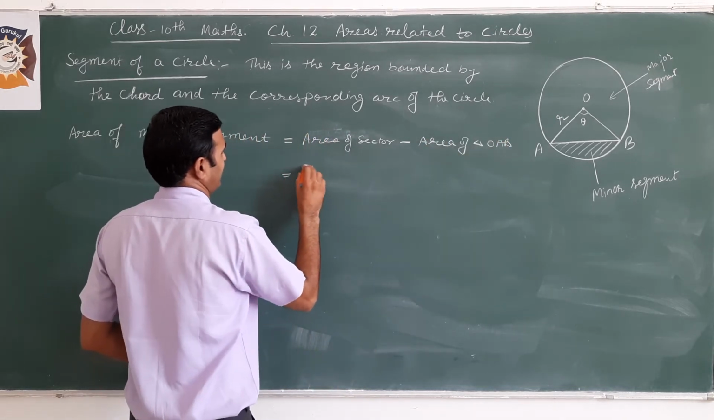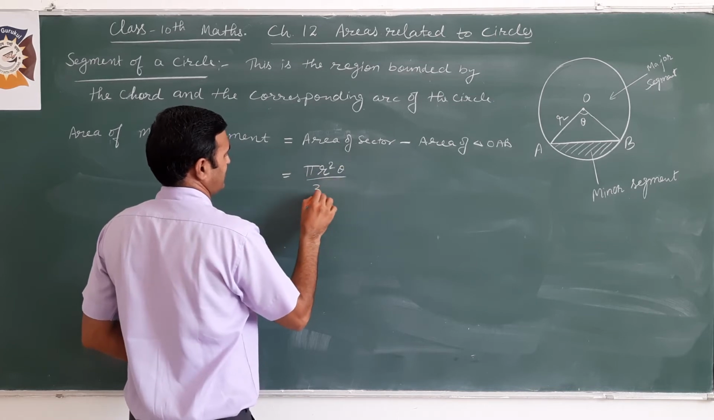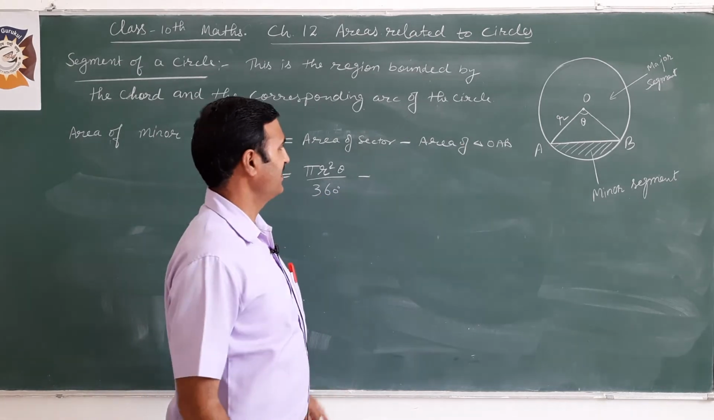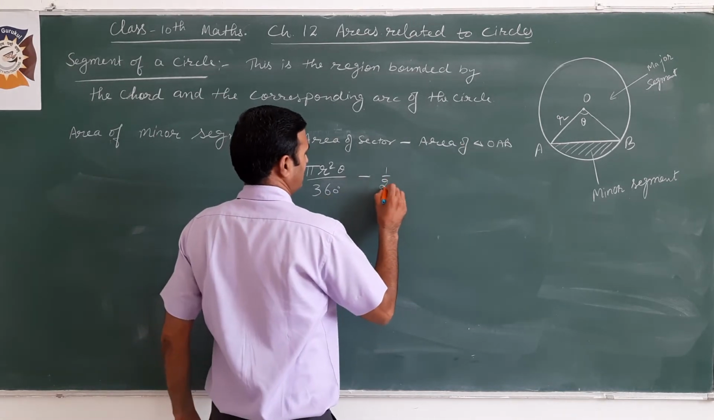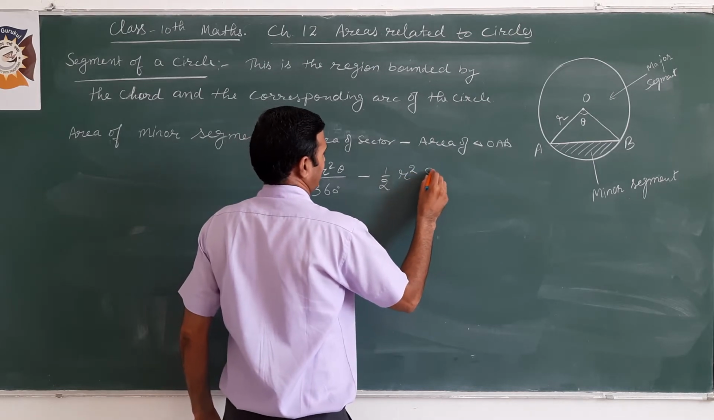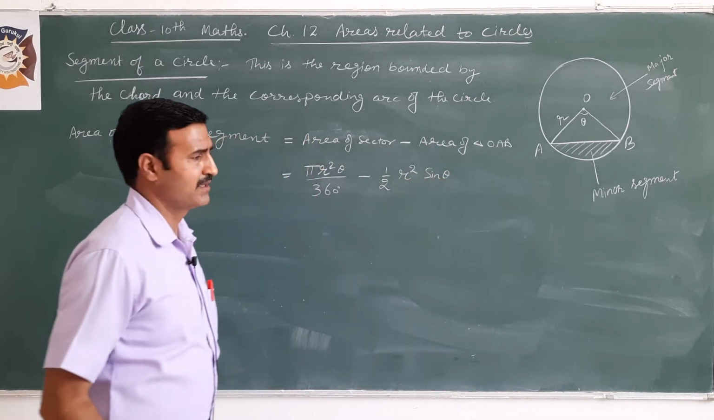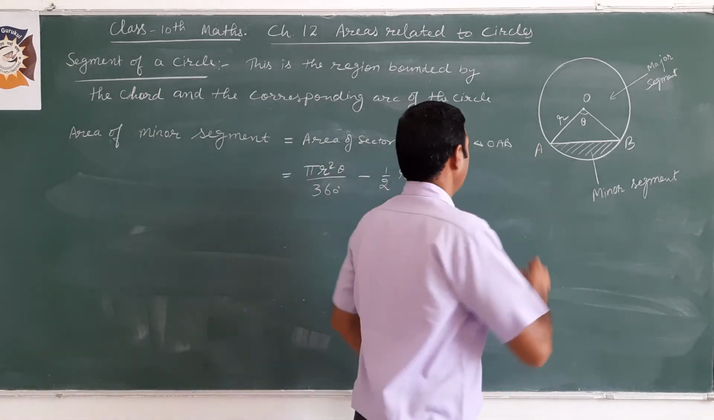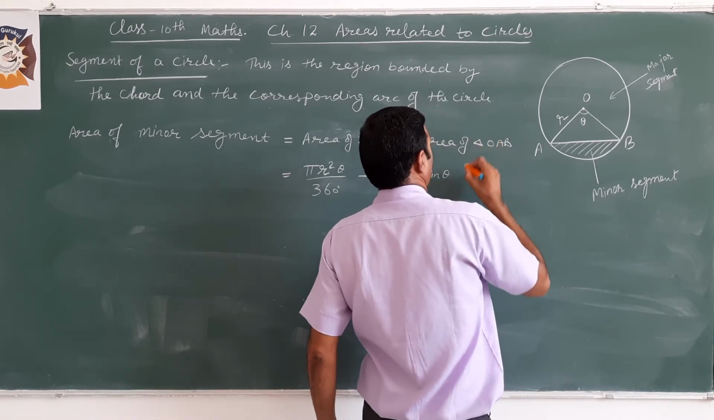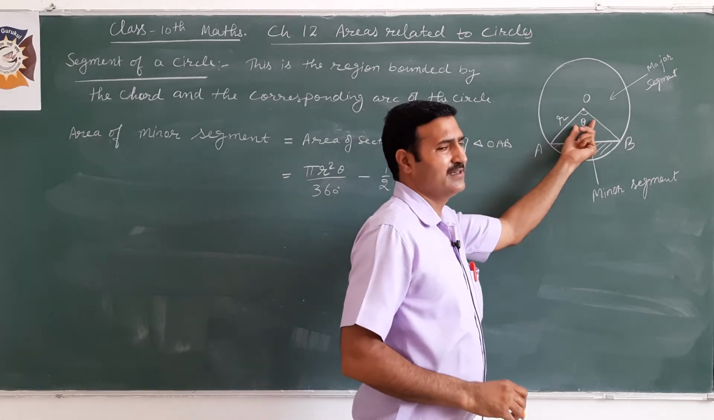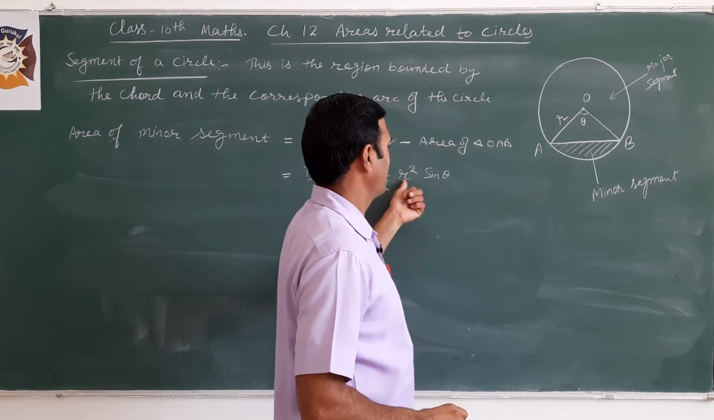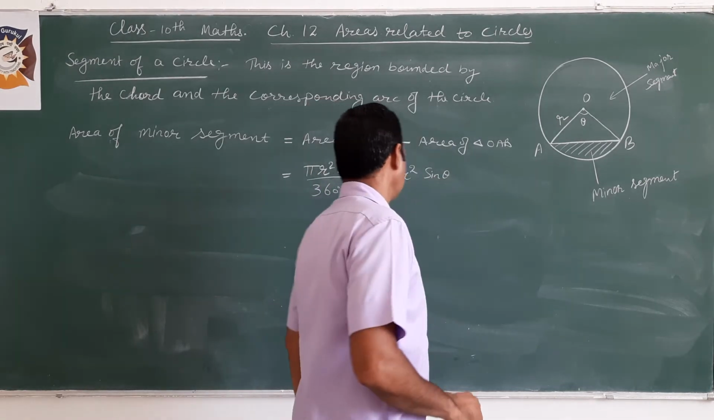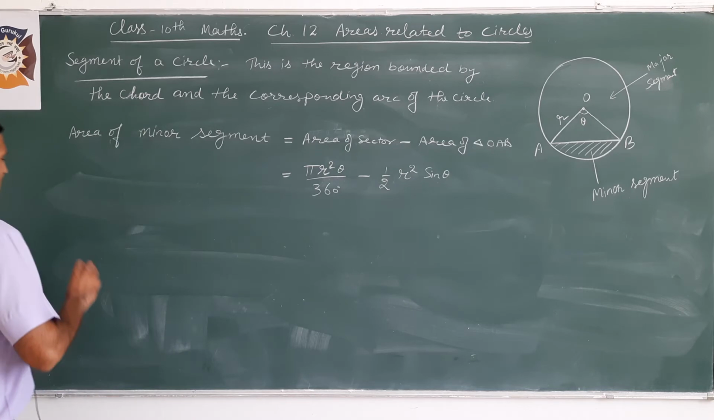We have area of sector pi r square theta upon 360 degree, and area of this triangle is 1 by 2 r square sine theta, right? This is the formula for the area of this triangle OAB only, where theta is the angle between the two radii and r is the radius. So from the trigonometric table we can find the value of sine theta.